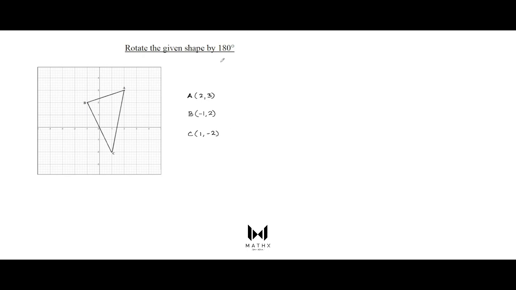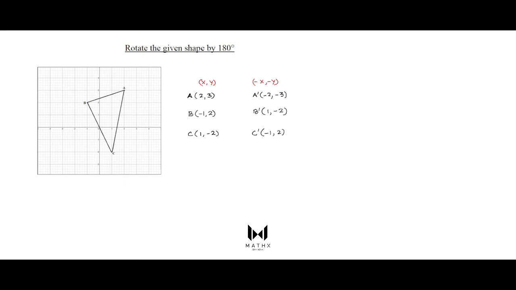Now, the rule for rotation by 180 degrees is that the coordinates (x, y) on rotating by 180 degrees become (-x, -y). So, for the first point, A' shall be the negative of x, that's -2, and the negative of y, that is -3. Similarly, for B', the negative of the x coordinate, that is the negative of -1, becomes a positive 1, and then -2. And for the point C', the negative of 1, and then the negative of -2 becomes a 2.